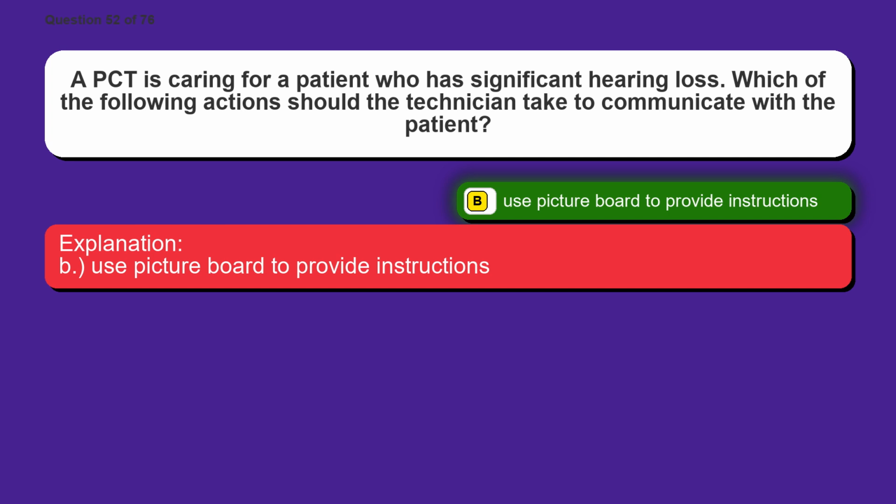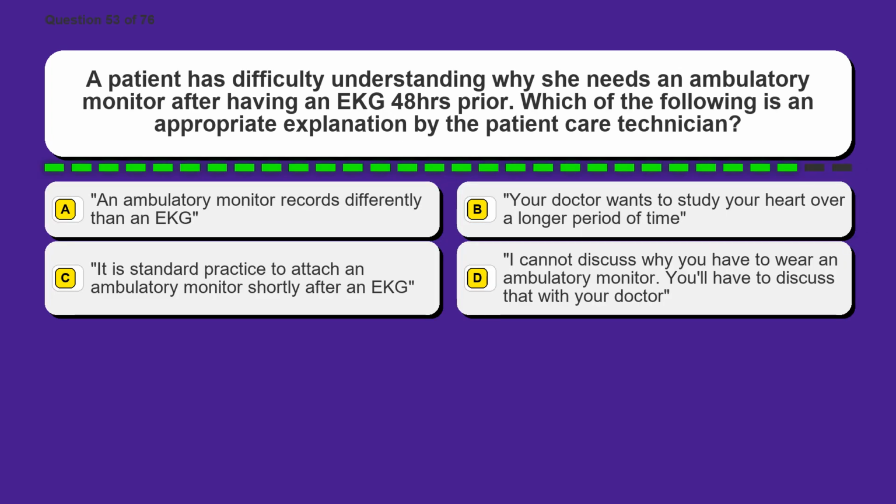Question 53. A patient has difficulty understanding why she needs an ambulatory monitor after having an EKG 48 hours prior. Which of the following is an appropriate explanation by the patient care technician?